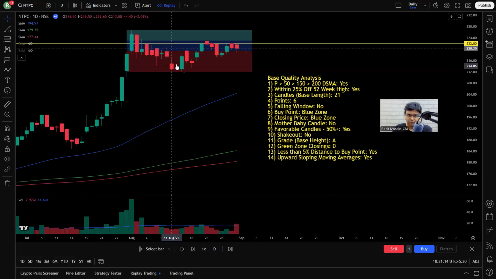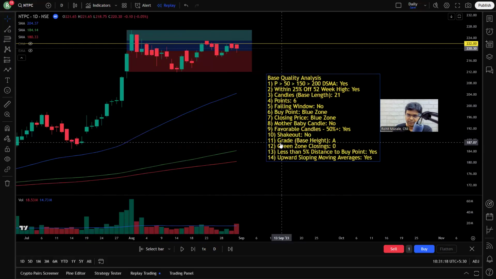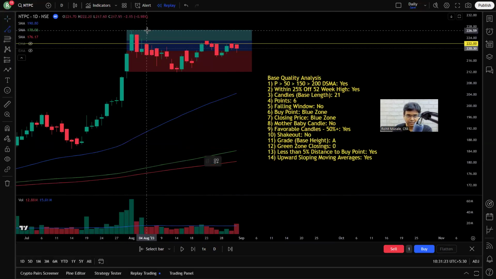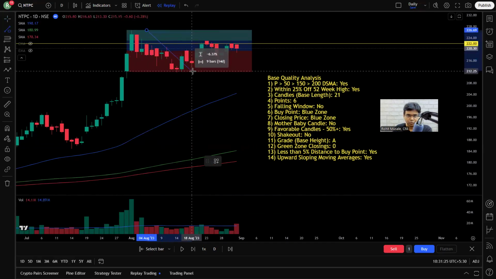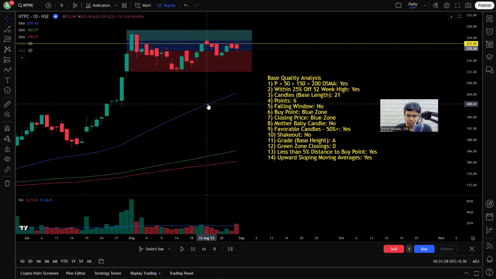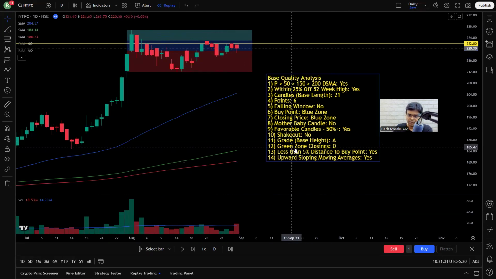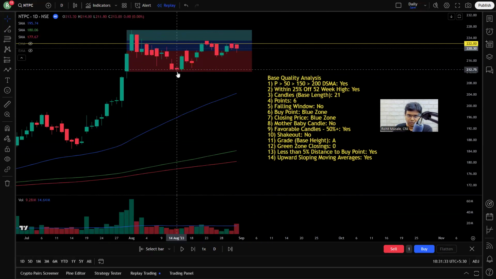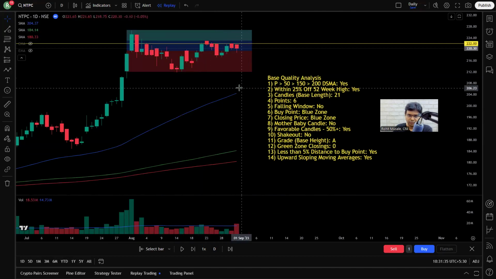Shakeout, there is no shakeout inside the base. There is hardly any, the base is very tight, right? Grade is A, the base height is A. There's a very tight base here. The stock has not given up too much from the top. See, less than 7% distance from the top to the bottom of the base. Green zone closing 0. So after point 2, how many candles have closed inside the green zone? 0. But in this case, that doesn't matter because the base height itself is 7%.